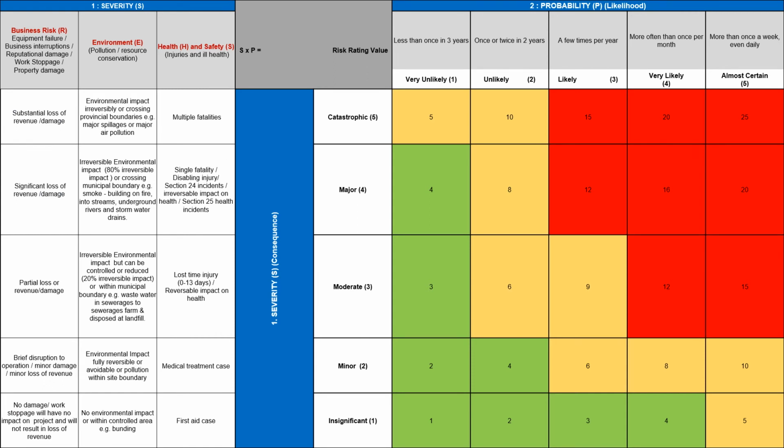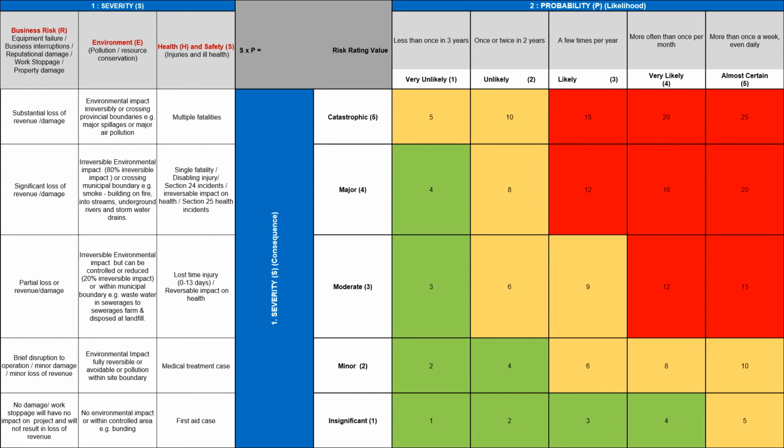This is a basic 5x5 module of a risk assessment matrix. This matrix has on the left-hand side the severity impact of risk to business, environment, or health and safety. On the right-hand side, you will notice a 5x5 block. On the left-hand side of this is insignificant, minor, moderate, major, and catastrophic. These make up the 5 consequences or severity rating for a risk. Along the top of the 5 columns is the probability or likelihood of consequence, ranging from very unlikely, less than once in 3 years, to almost certain, more than once a week or even daily.